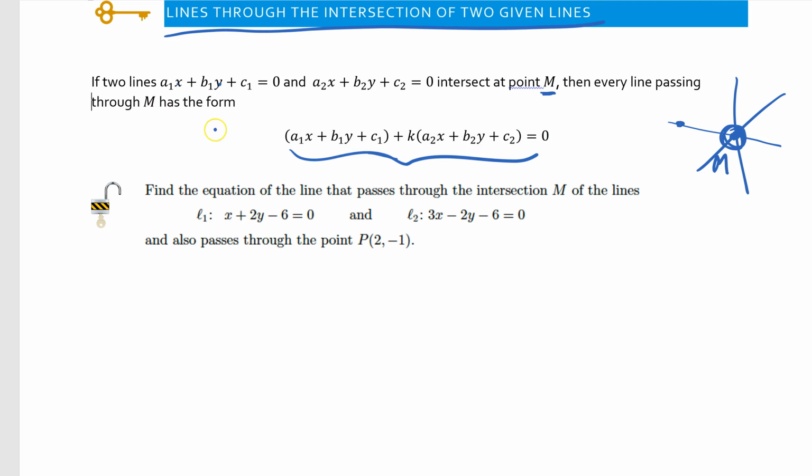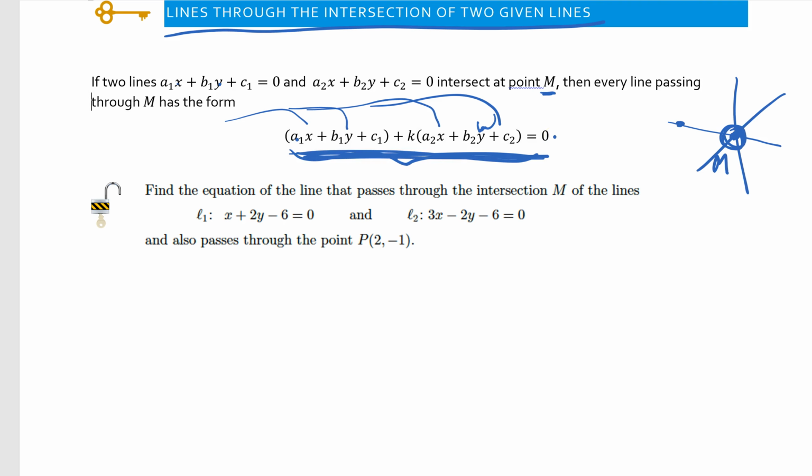Because if I take my coordinates of M and I put them into here, this part will be 0. And when I put them into here, this part will be 0. And 0 plus k times 0 is 0. So this is a layout which somehow takes just the two equations of the line we've got and some constant which we don't yet know, and states that this new line must equal 0. Our task is then to build on that to solve whatever the question asks.